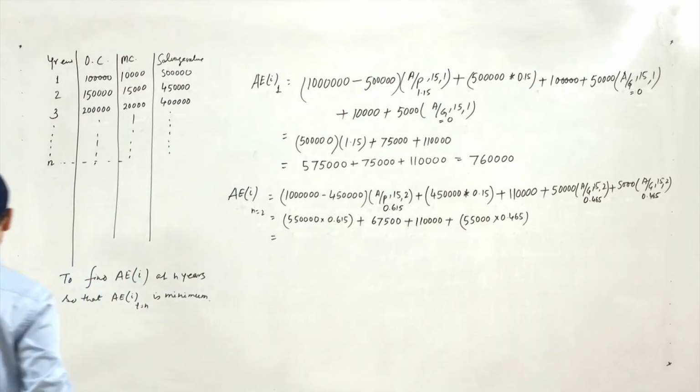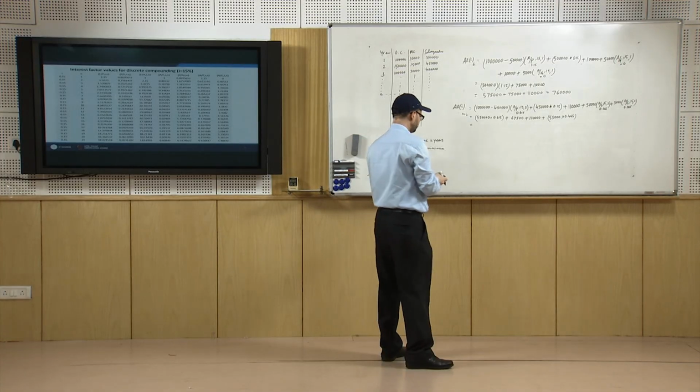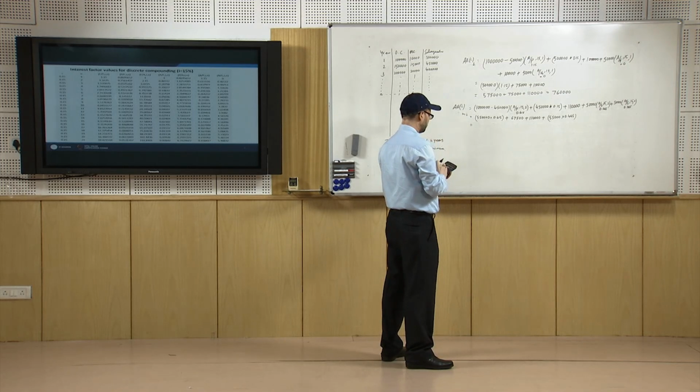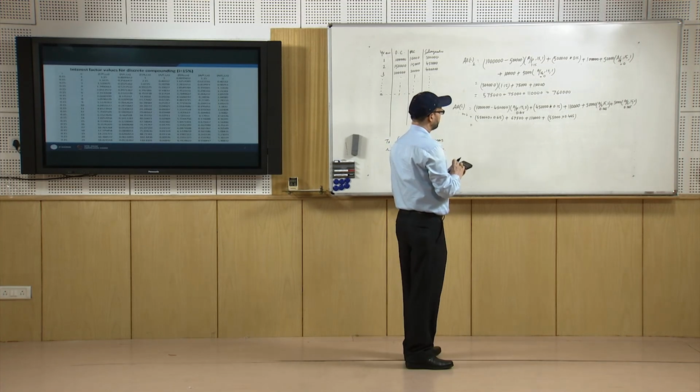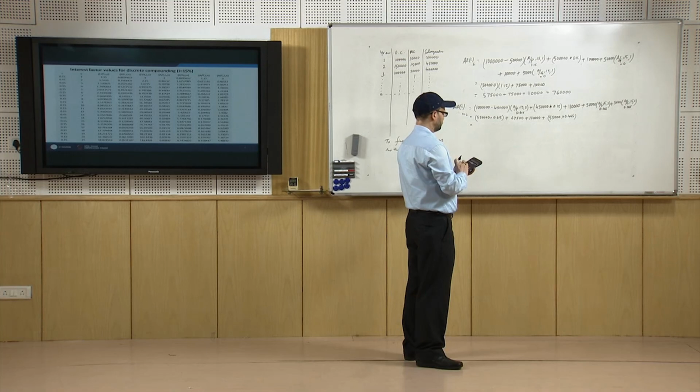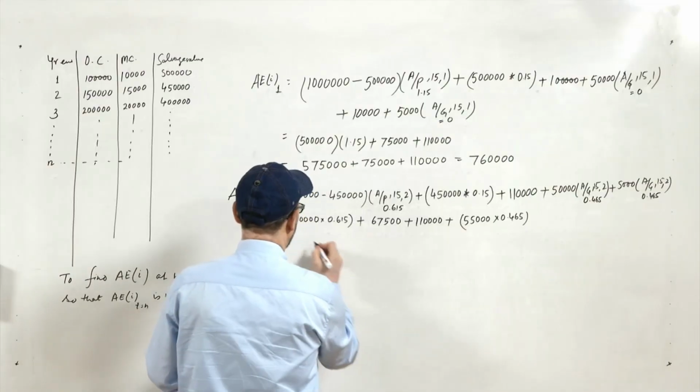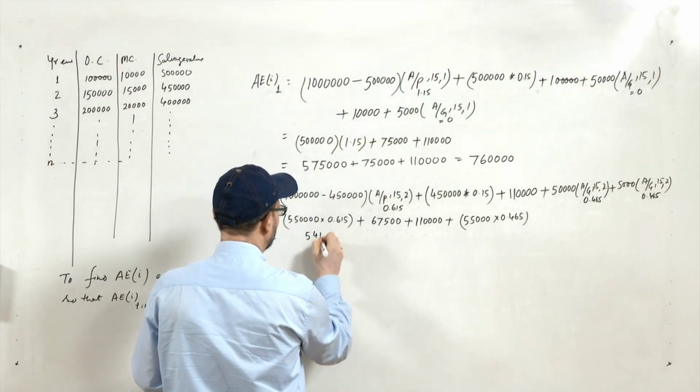Now, we will get this value: 0.615 multiplied by 5,50,000 plus 67,500 plus 1,10,000 plus 55,000 multiplied by 0.465. So, it comes out to be 541,325.